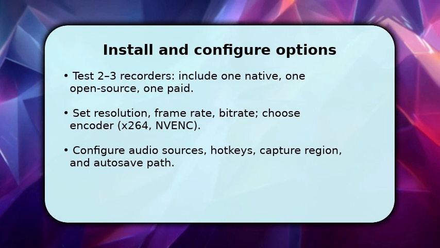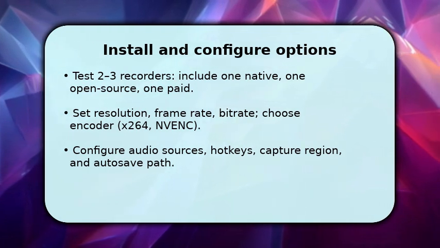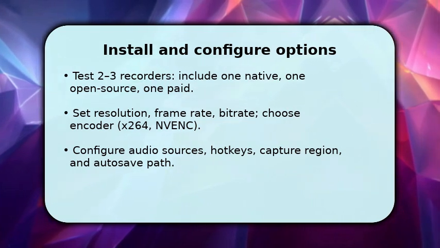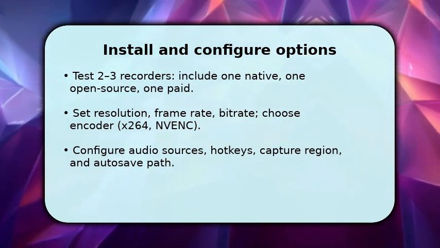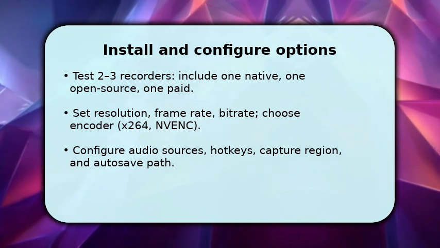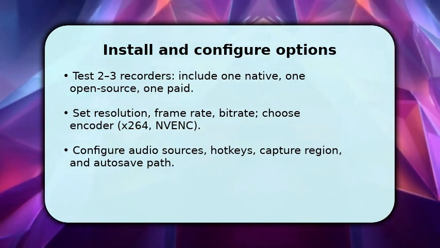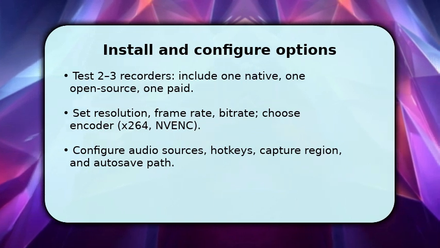Pick an encoder like x264 or NVENC to balance quality versus CPU load. Next, assign audio sources and hotkeys, choose full screen or window capture, and set an autosave folder to prevent data loss. If you plan to edit, record in a high-quality intermediate format to preserve detail.